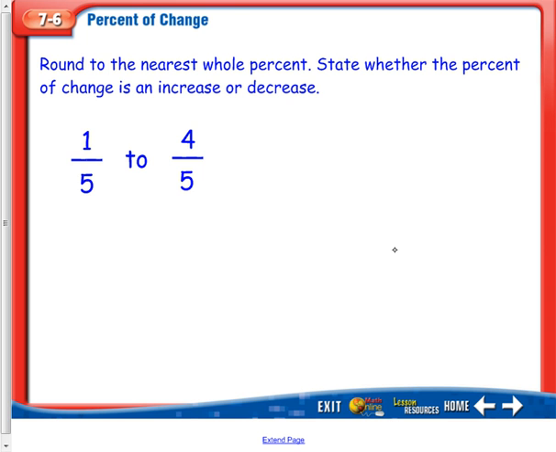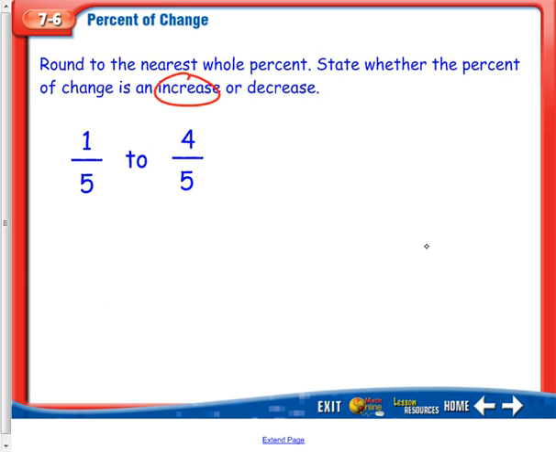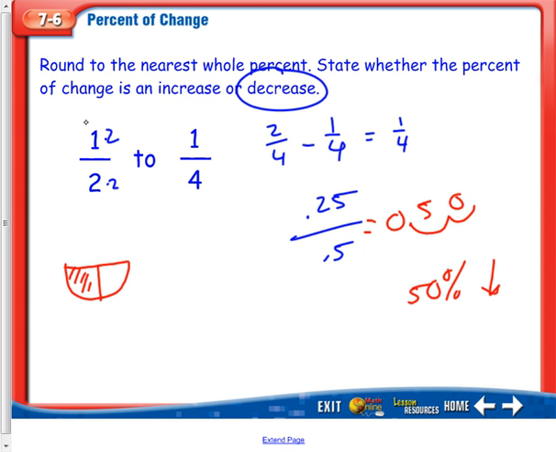Okay, so round to the nearest whole percent. State whether the percentage change is an increase or decrease. Well, we're going from 1/5 to 4/5, so I know that this is going to be an increase right away, just like we knew that this was going to be a decrease right away. So let's go ahead and figure out, now you can simply just compare the top numbers, okay? Just like last problem, I didn't really do that, but once you get a common denominator, just simply compare your top numbers.